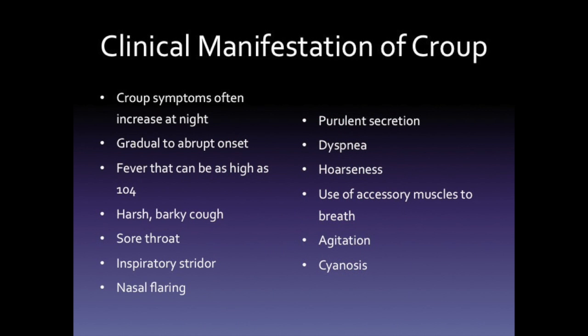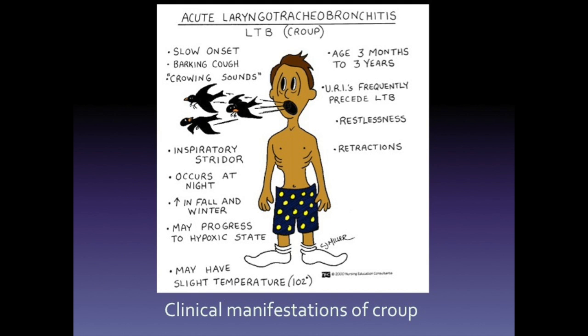Clinical manifestations of croup often increase at night. They can have a gradual or an abrupt onset. Fevers can be as high as 104 degrees. They can have a harsh, barky cough, sore throat, inspiratory stridor, nasal flaring, purulent secretions, dyspnea, hoarseness, use of accessory muscles to breathe, agitation, and cyanosis.